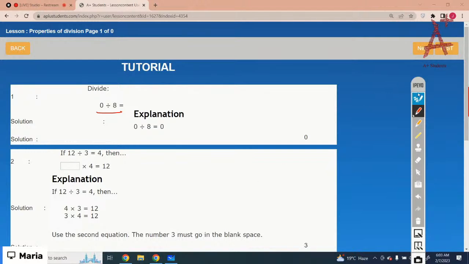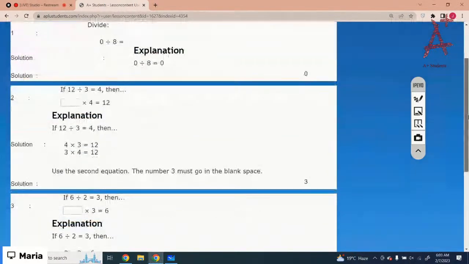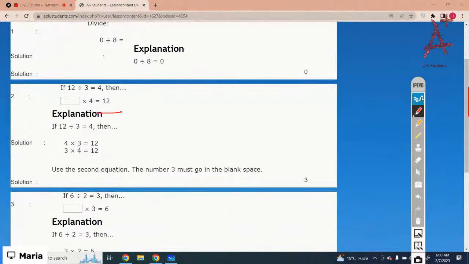Okay, the next one is 12 divided by 3 equals 4. Got it? It's basically multiplication and division are opposite to each other. Got it? So because 12 divided by 3 equals 4, that means 4 times 3 is 12. Got it?